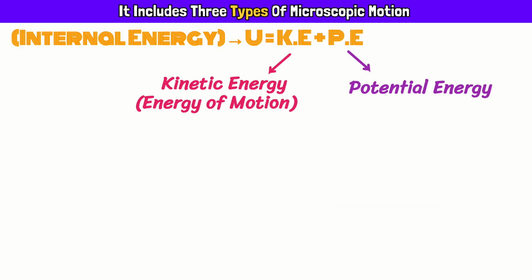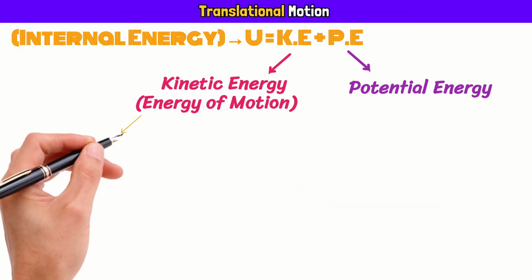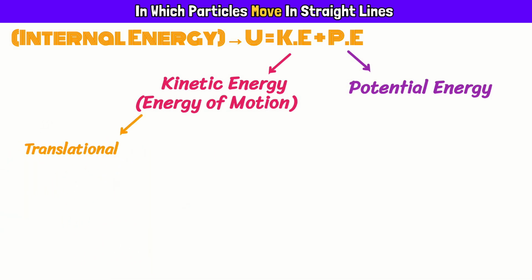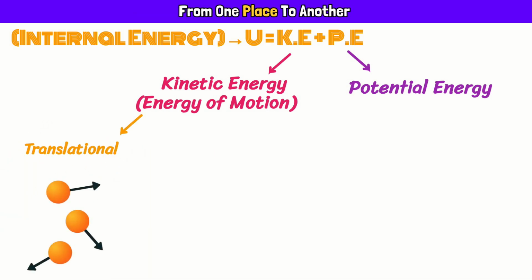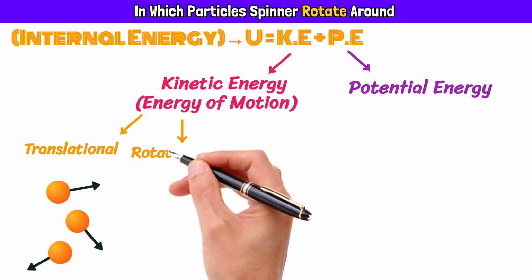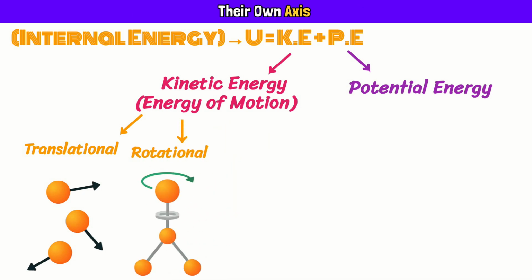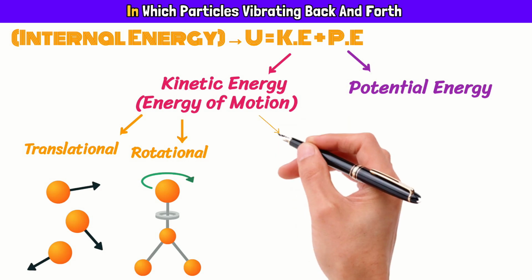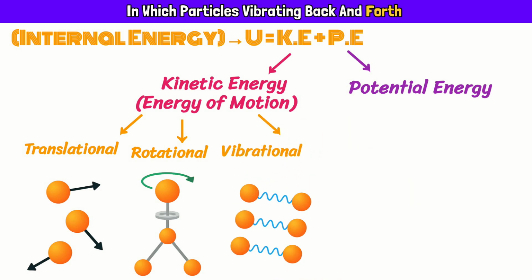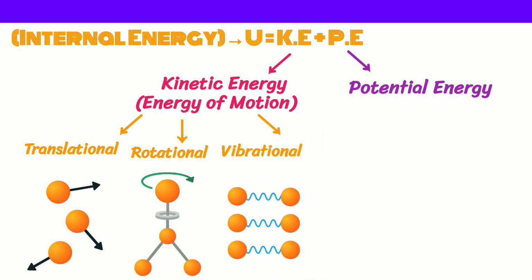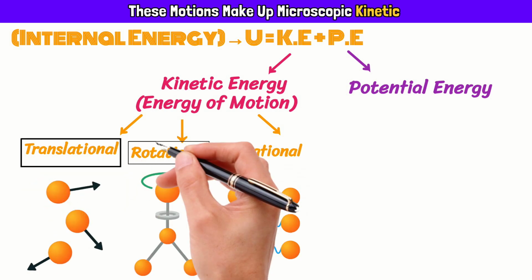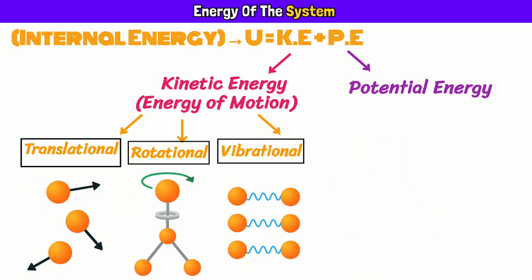It includes three types of microscopic motion. Translational motion, in which particles move in straight lines from one place to another. Rotational motion, in which particles spin or rotate around their own axis. Vibrational motion, in which particles vibrate back and forth about a fixed position. Together these motions make up the microscopic kinetic energy of the system.